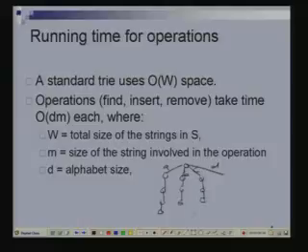As many as the total number of the words. Not the total number of words, the letters in all the words, which is exactly the total size of the strings in S. By size I mean put all their characters together and take their total size. Let's call that W. So that's the space requirement, which is too large. Okay, so we have got to do something about this.